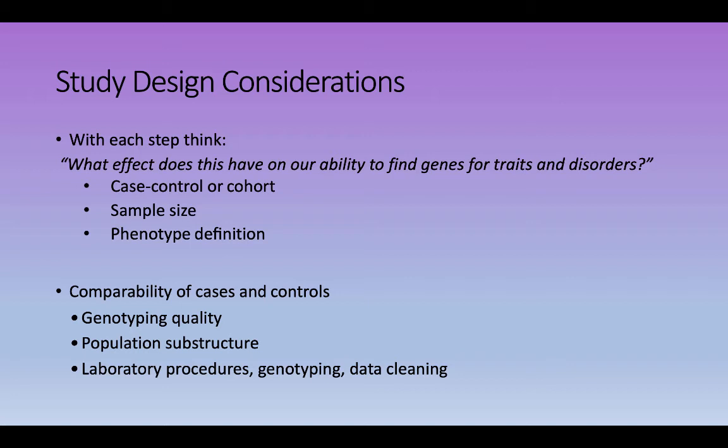There are a bunch of steps we could take to try to alleviate some of these problems. As we go through and look at the results, we need to think about the type of approach we're taking and how that might affect our ability to find a relationship between traits and disorders. Is it better to do a case-control approach? Is it better to do a cohort approach, or both? How many samples are we taking? How are we defining the phenotype?